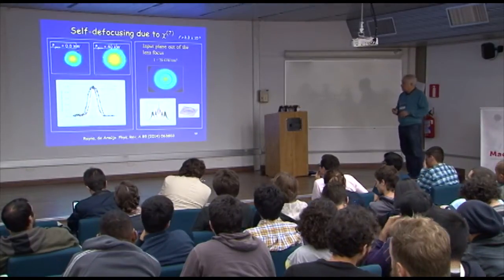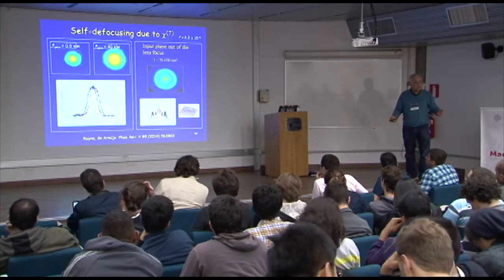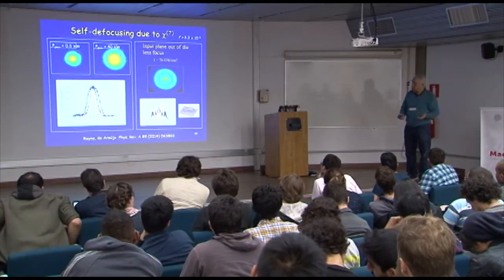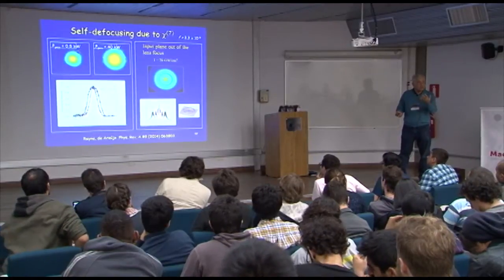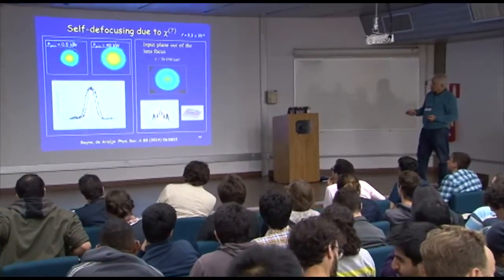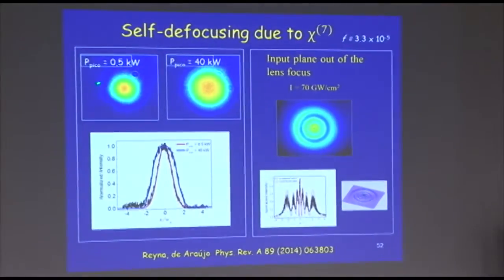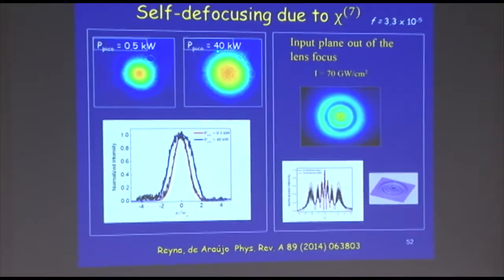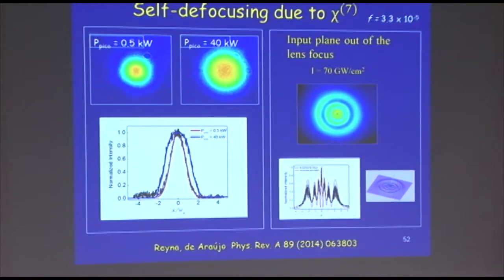So this effect is a self-defocusing due to chi7. That's a very simple experiment. Just play with the concentration, then you have a sample with only chi7, and you pass a beam through a cell. That's a liquid, that's a colloid. If I pass a beam with a small power, 0.5, that's the size of the beam. But if I increase the power to 40 kilowatts, then the beam becomes larger. That's the effect called self-phase modulation.